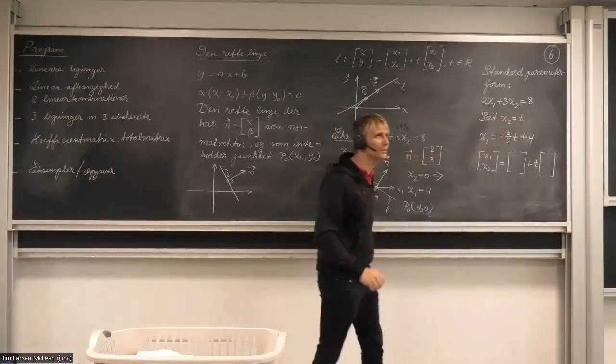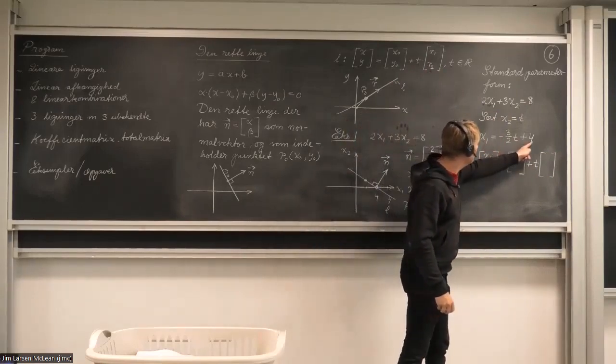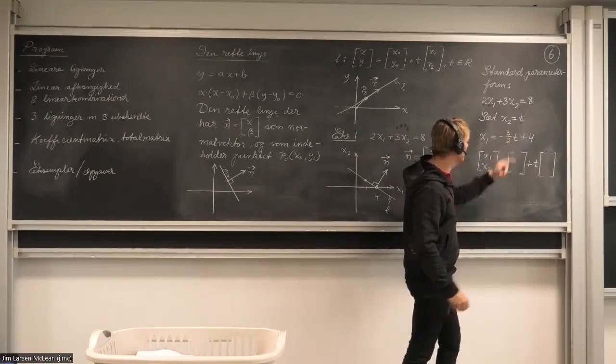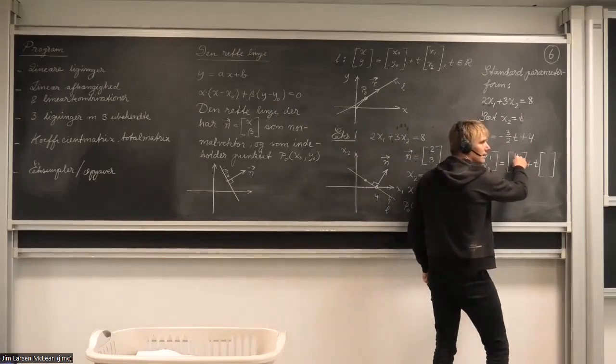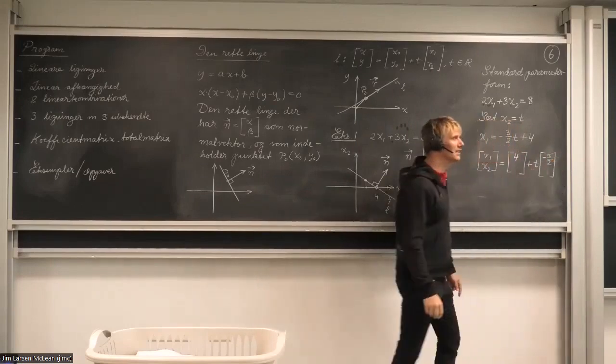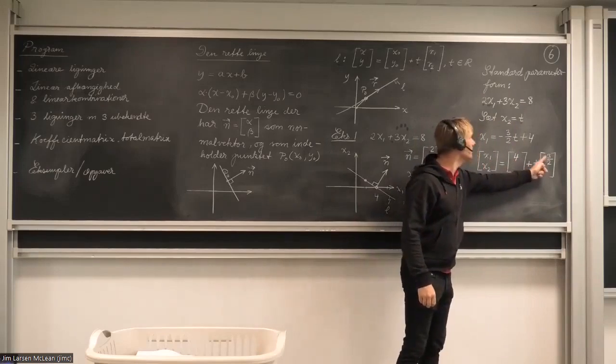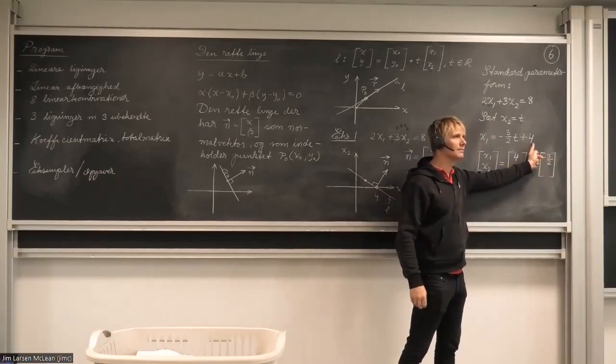So let's try to fill it out. What is x1 equal to? x1 is equal to 4 minus 3 halves t. So I'll just write 4 here, and then I'll just write minus 3 halves here. Now it fits, because what does x1 become? It becomes 4 plus t times minus 3 halves. That's exactly what it should give.